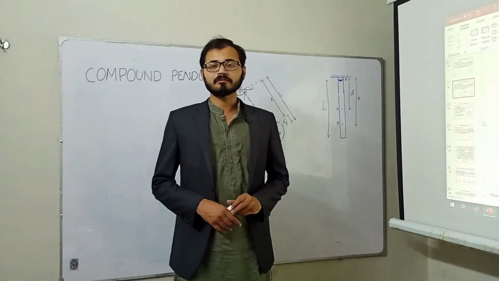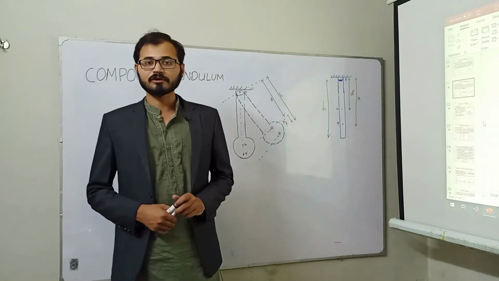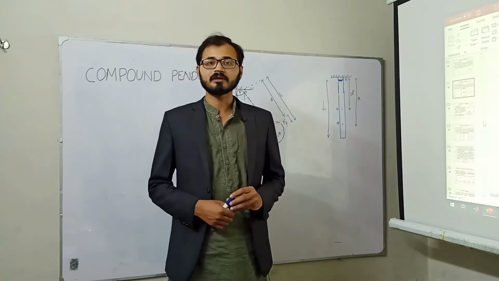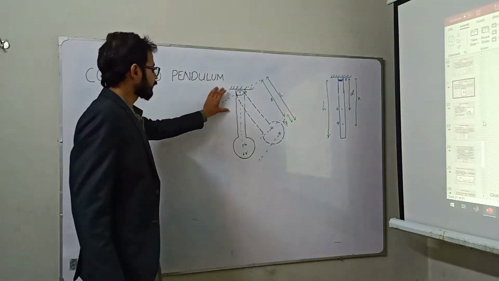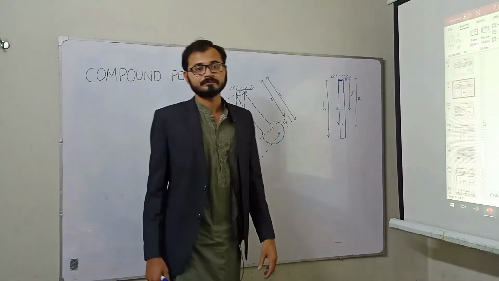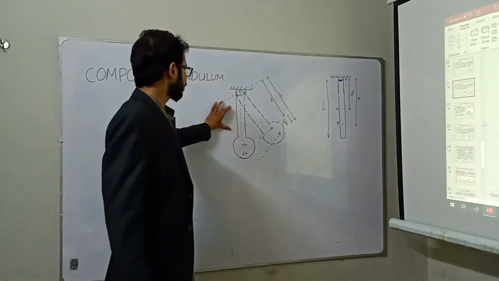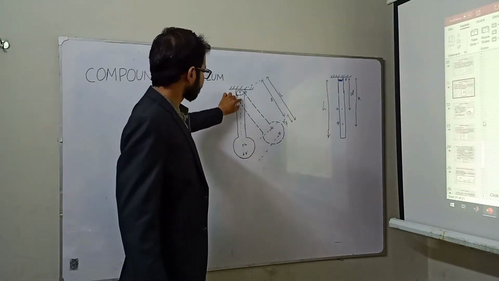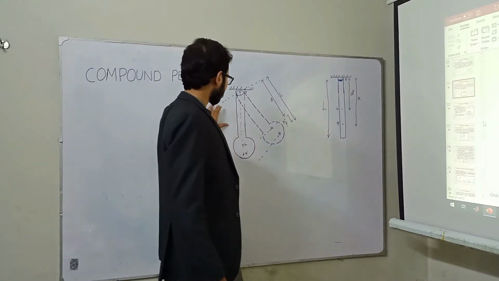So a compound pendulum is a body of any irregular shape that is hung from a suspension point or pivot point that lies within the rigid body, other than the center of gravity or center of mass. For example, this is the body and this is the point of equilibrium. The body is in equilibrium, and we know that this is an irregularly shaped body.